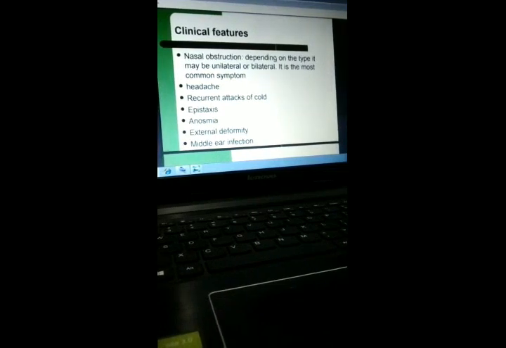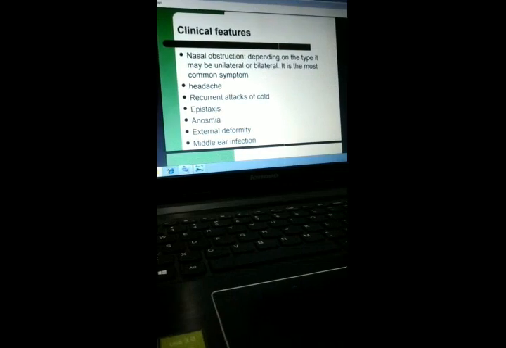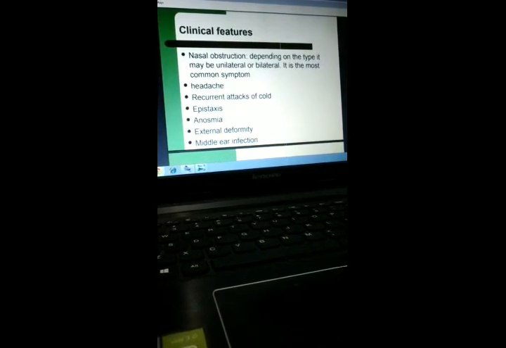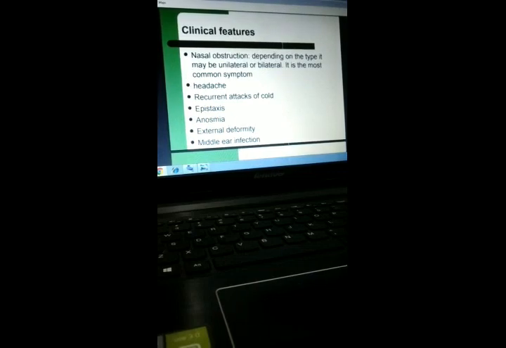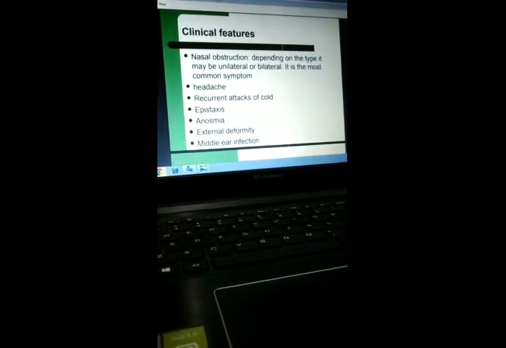Another symptom is external deformity. This external deformity may be associated with deviation of the cartilaginous or both the bony and cartilaginous part of the dorsum of the nose. Deformities of the nasal tip or columella may occur that can be seen externally.